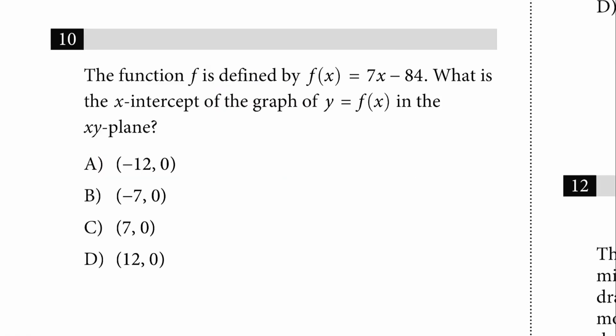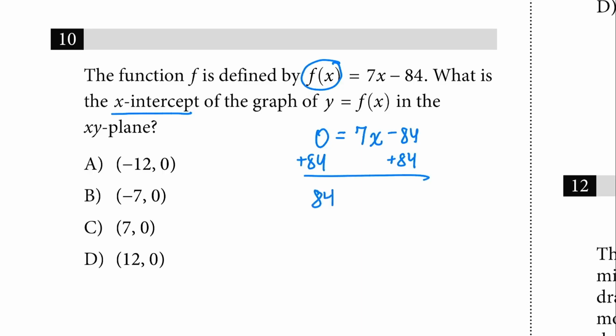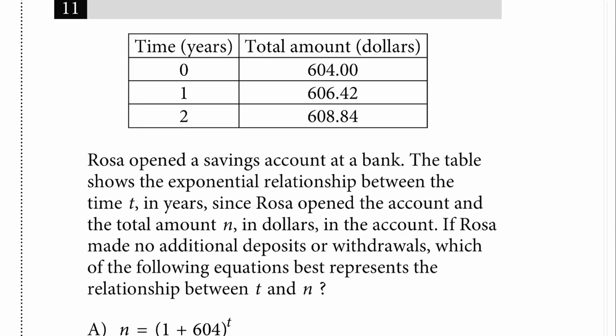The function f is defined by f of x equals 7x minus 84. What is the x-intercept of the graph of y equals f of x in the xy plane? Whenever we're finding the x-intercept, we want to replace this value with a 0 and solve for x. So we're going to get 0 equals 7x minus 84. We add 84 to both sides. 84 equals 7x. So x is going to be 12. The answer is D.